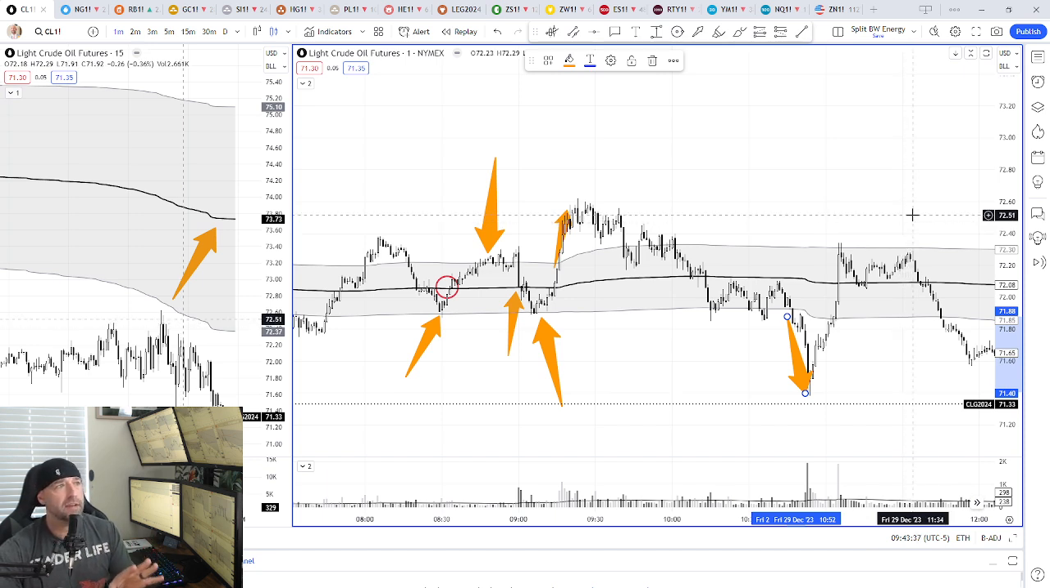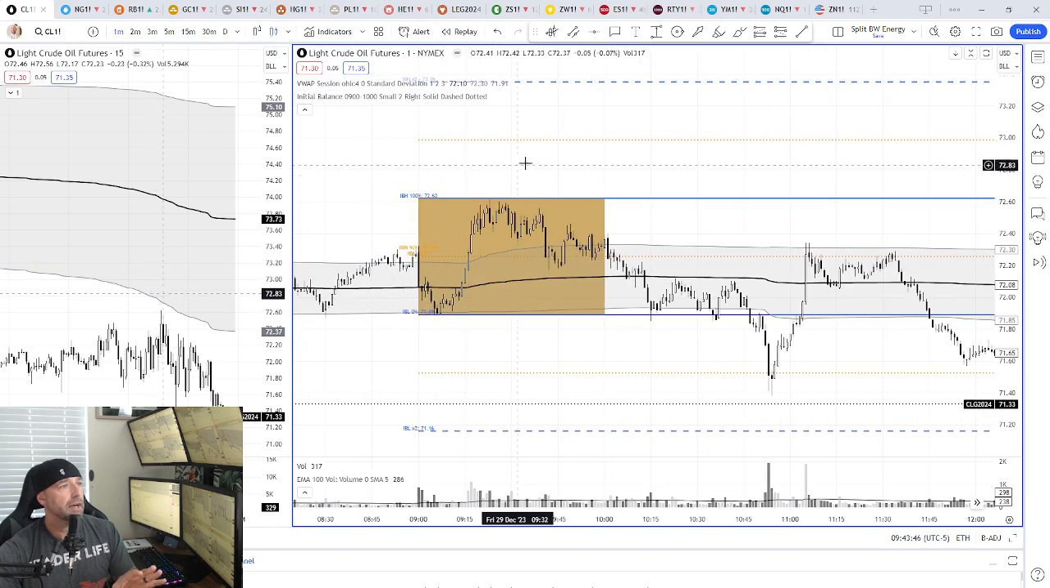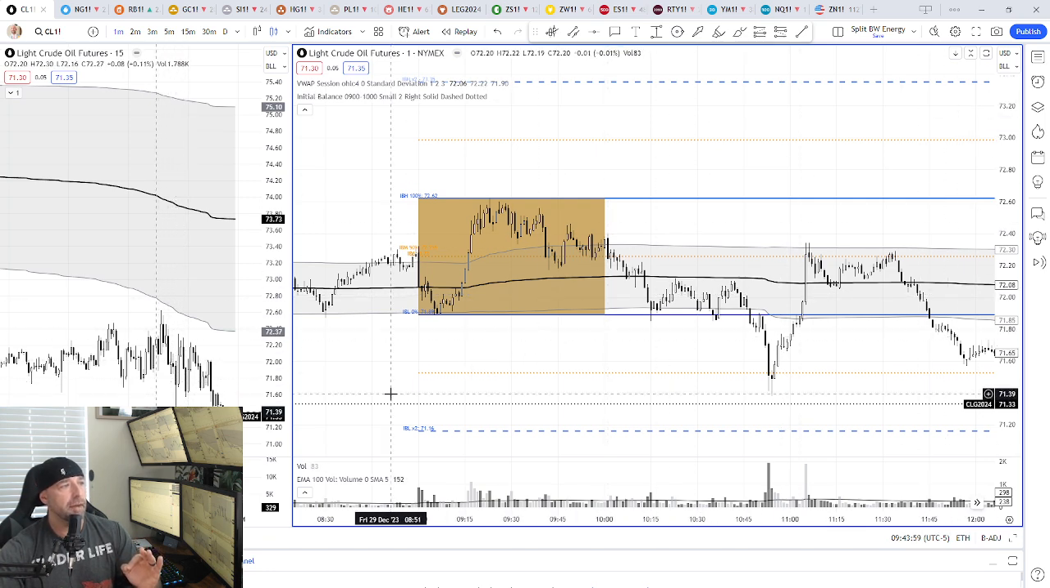Okay, so I'm going to remove these. I'm going to introduce my initial balance indicator, right? Initial balance, if you're not familiar, is the first hour of trading on the pit open cry session. In energy, that is 9 a.m. to 10 a.m. Eastern Standard Time would be the initial balance, right? It's different than the indices. If you're trading ES and NQ, that opens at 9:30. So you would take the first hour of trading from 9:30 to 10:30. But today we're talking about oil.